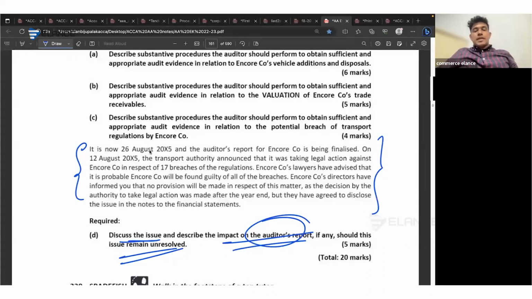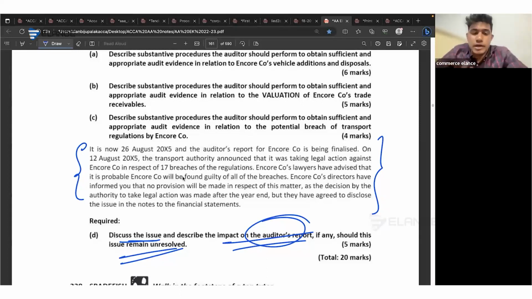It is now 26th August 2015. The auditor's report for Encore Company is finalized. On 12th August 2015, the Transport Authority announced that it was taking legal action against Encore in respect of 17 breaches of regulations.